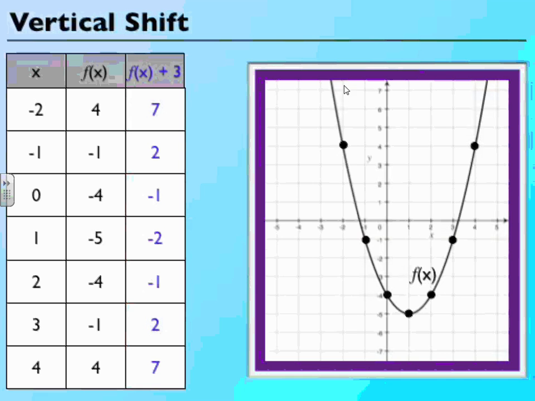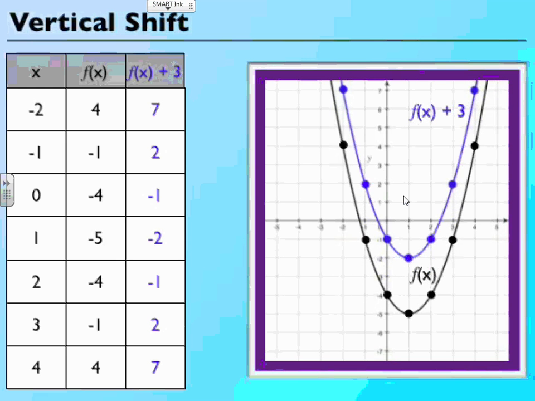It's going to go up 3 units to 7. This was an output of negative 1. What's going to happen? It's going to go up 3 units up to 2. So look right there. If I take all those points and move them up 3 units, I get all of my new points, and I can connect them to get my new graph of f of x plus 3.